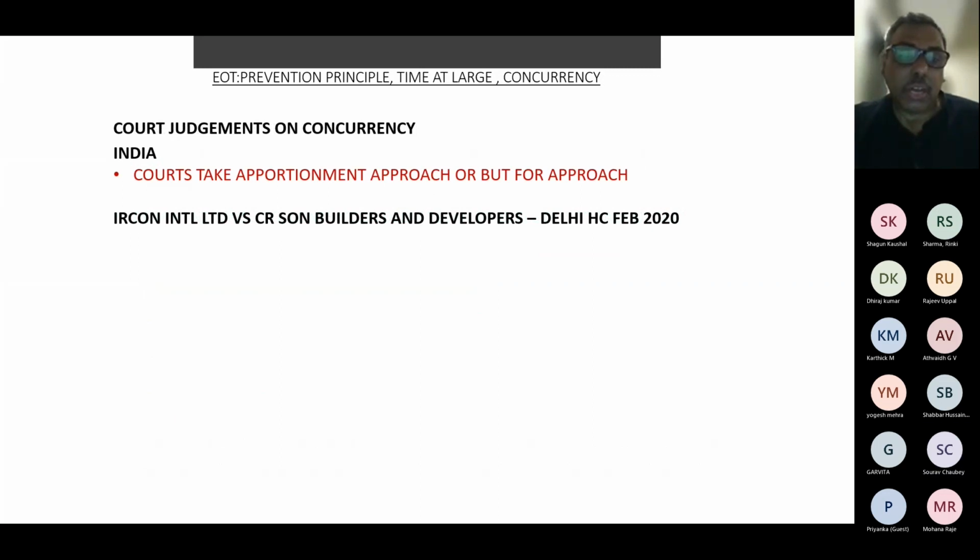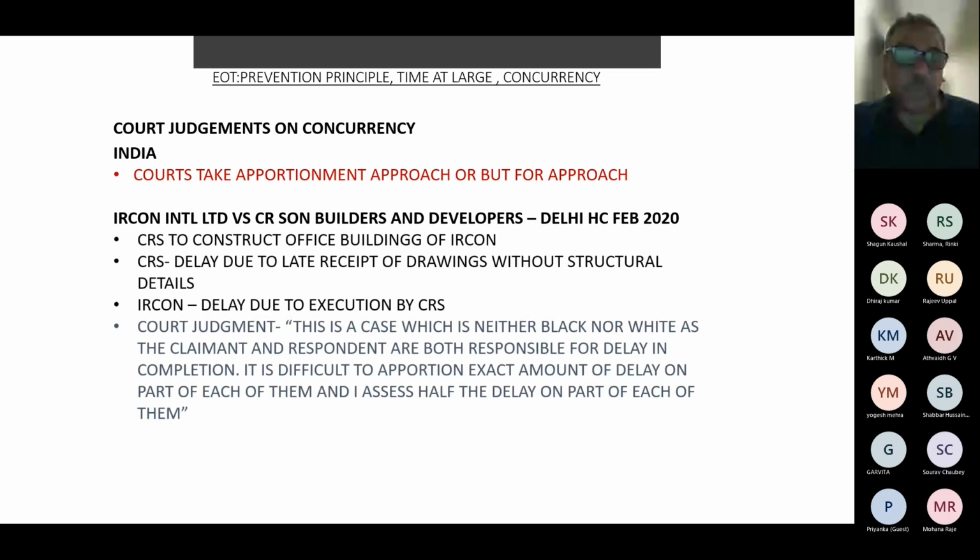These are all arbitration decisions, which were upheld by courts because courts generally do not interfere too much with the arbitration decision. So you have IRCON versus CRSAN, where there was a delay in receipt of drawings, which IRCON had to give, and there was delay due to other things. The arbitrator said it was neither black nor white, difficult to apportion, and gave 50% to each. Obviously, when you give 50% to each, one of the parties is definitely wronged. This was actually an arbitration judgment which the court upheld.